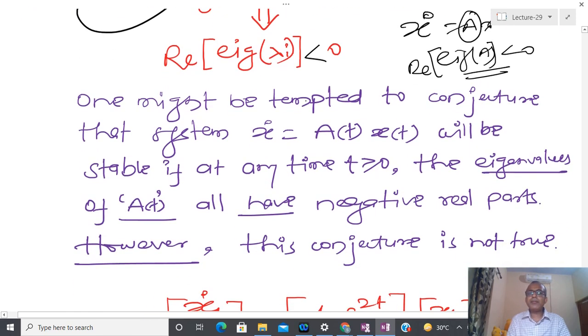So one might be tempted to form a conjecture. We are going to extend the result of linear time invariant systems to linear time varying systems.